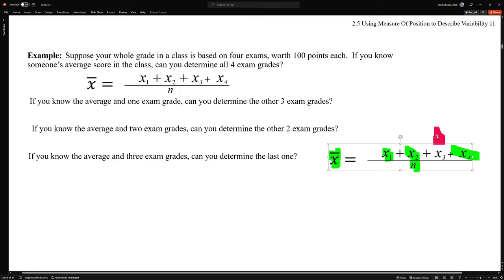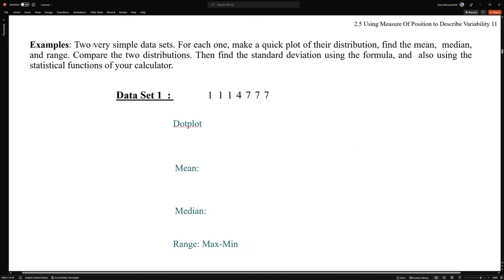It doesn't have to be the x4 that we want to find, because he is not saying exactly the fourth, the last exam grade. We have to have only one unknown if we have just one equation to be solved. So let's do this example now.